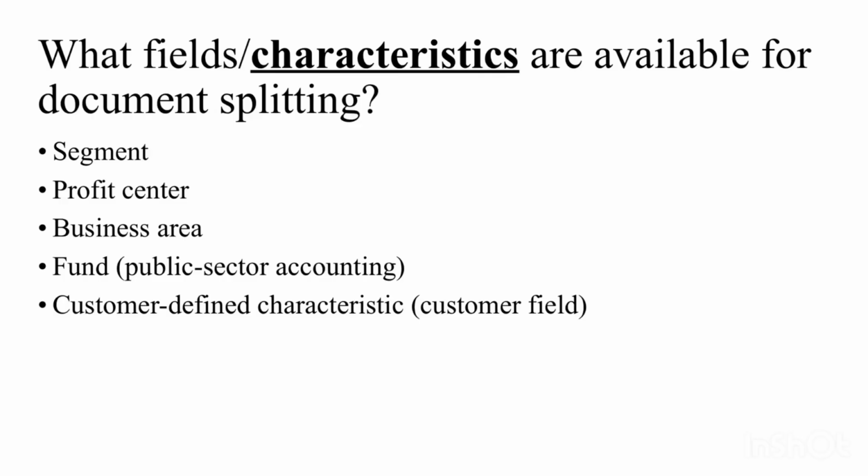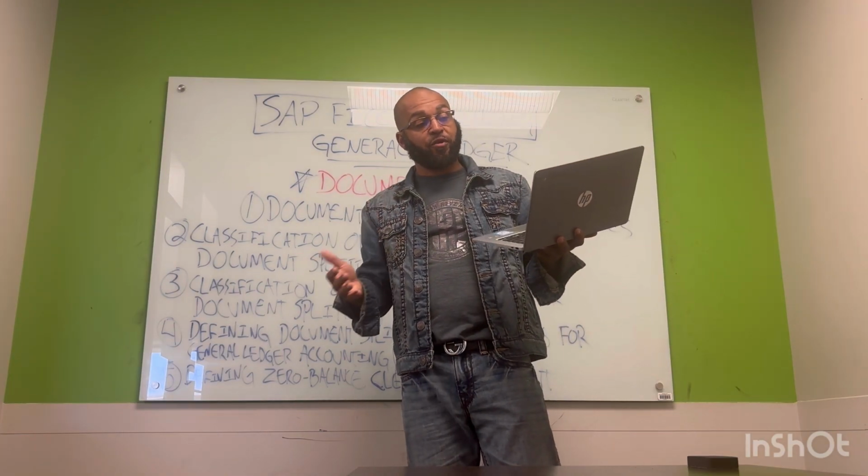What fields / characteristics are available for document splitting? Segment, profit center, business area, fund, also known as public sector accounting, and customer defined characteristics, also referred to as customer fields.